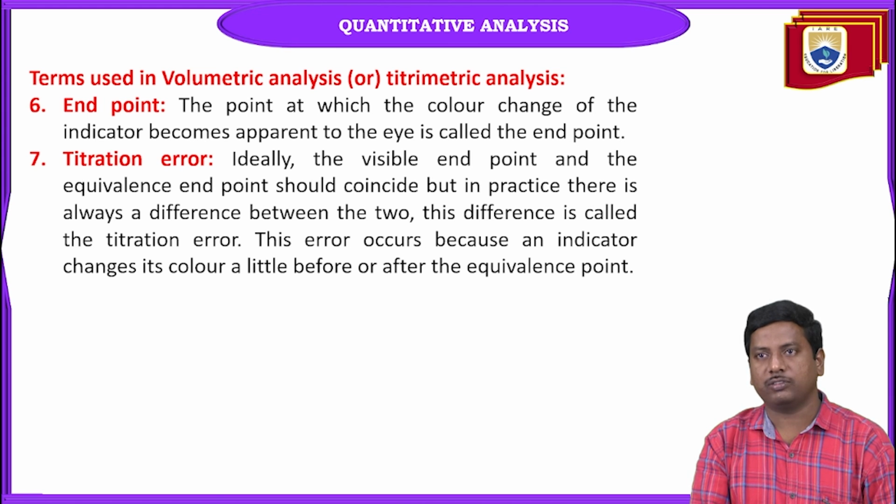So ideally, the visible end point and equivalence point should coincide with each other. But in practice, there is a small difference, that is called the titration error. This titration error occurs mainly because an indicator changes color a little before or after the equivalence point. Because of this reason, we observe the titration error. So that means the difference between the equivalence point and the end point of a chemical reaction.